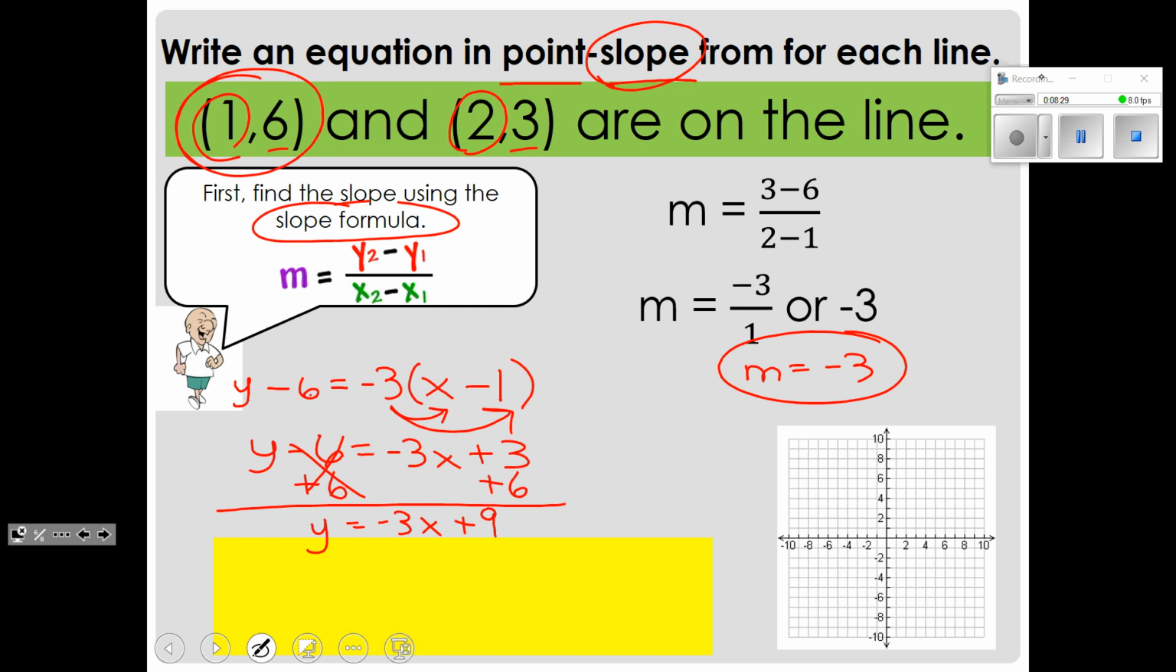As we showed on the last slide, if I used 2, 3 as my point, and I put it into slope-intercept form, I would still have the same equation. So we had the two ordered pairs 1, 6, and 2, 3. If we find that on our graph, and we were just to graph this line with a y-intercept of positive 9 and a slope of negative 3, it's all a part of the same line. The ordered pairs, the slope, everything works out together.